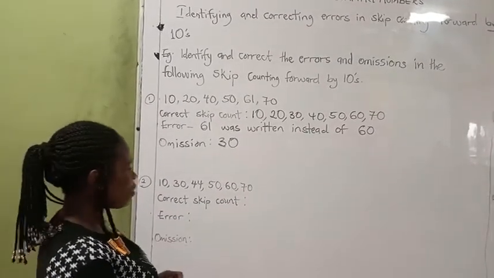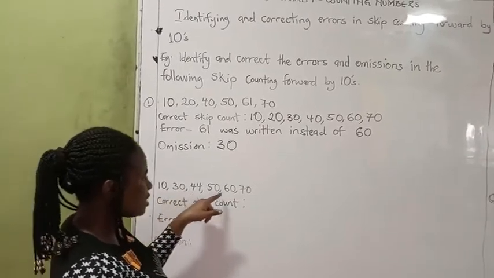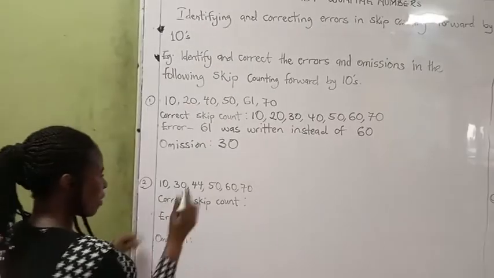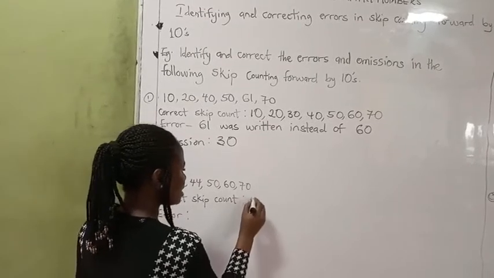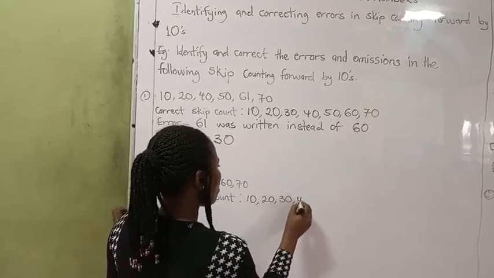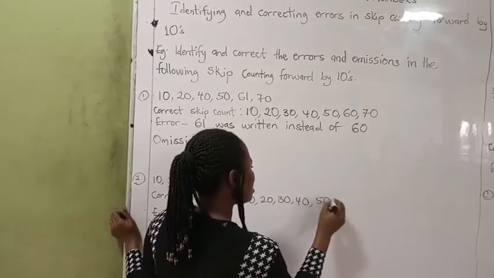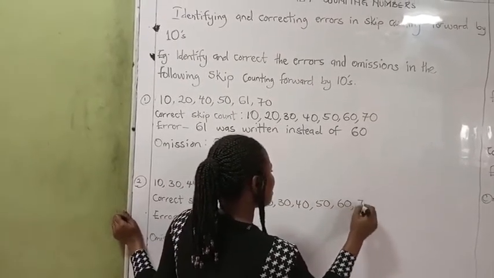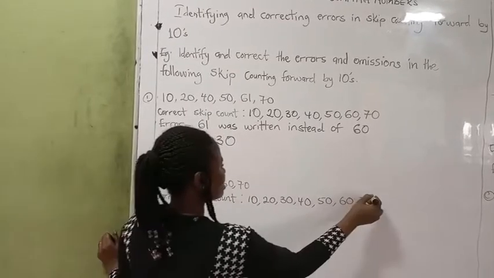Okay, let's do the second example. In the second example, we have 10, 30, 44, 50, 60, and 70. So we correct the skip count. We have 10, 20, 30, 40, 50, 60, and 70, because it ended at 70.